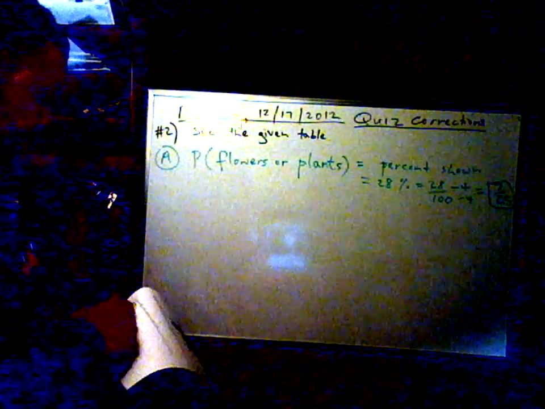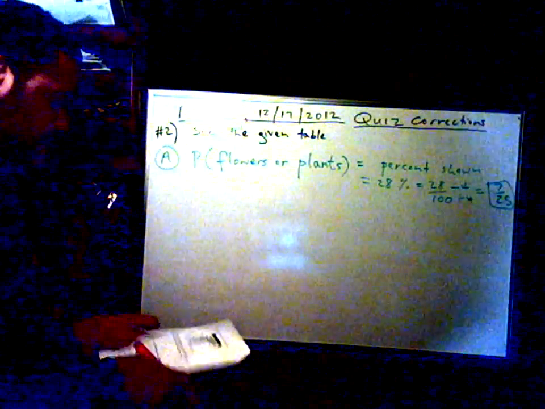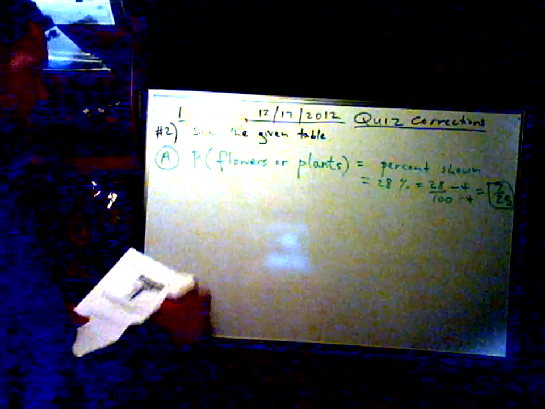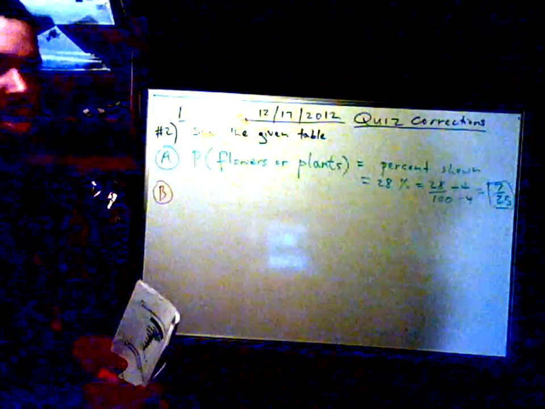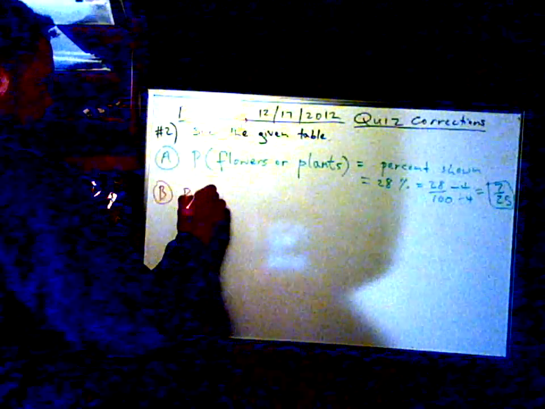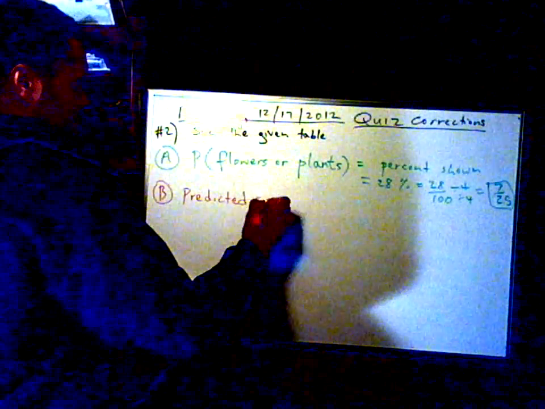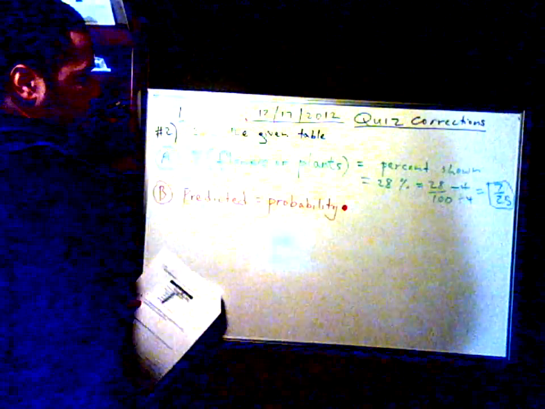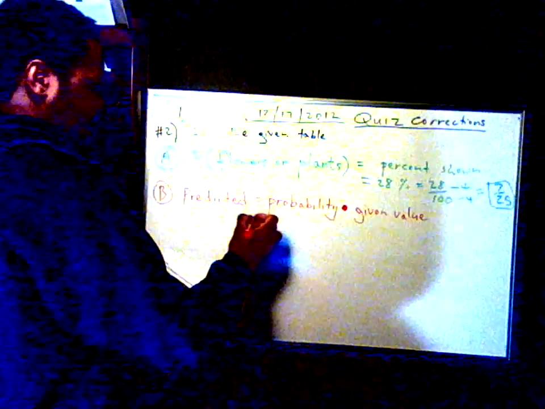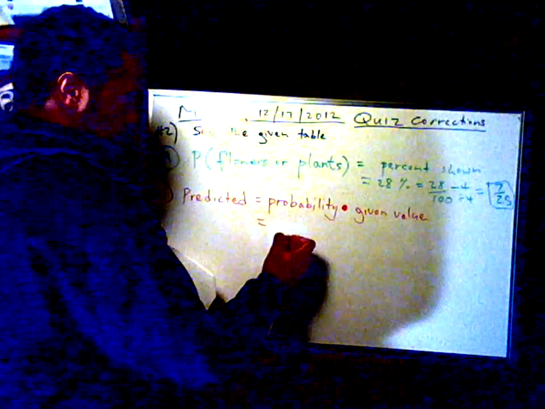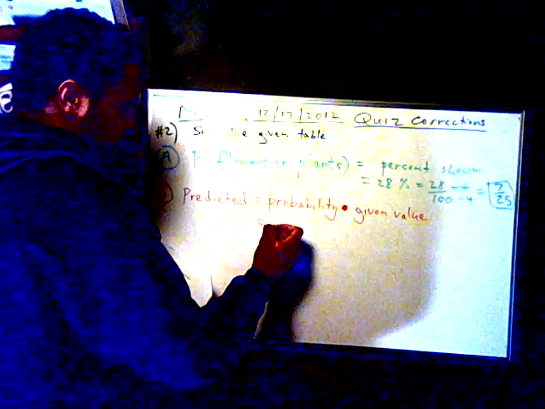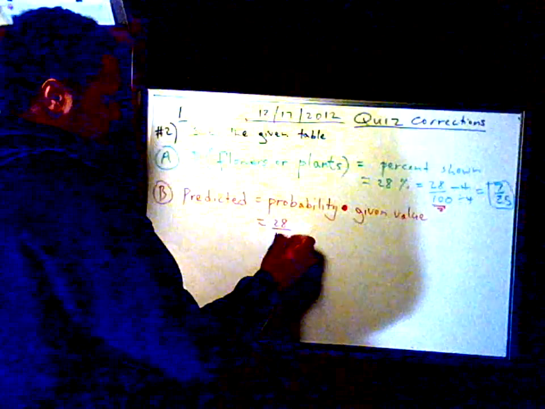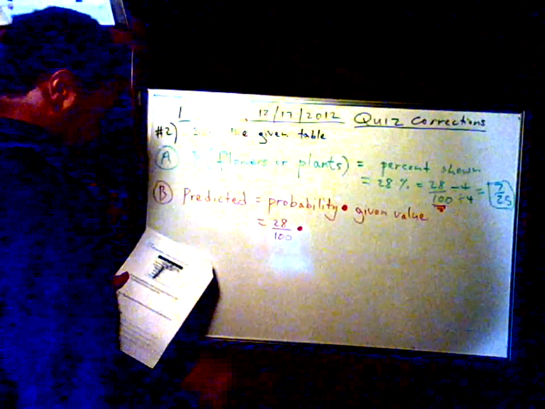Now for part B, they ask us, suppose 400 mothers receive gifts. Predict how many will receive flower or plant. So we're going to use our value in part A, the probability that we have. Again, we know that the predicted value is going to be equal to the probability multiplied by the given value, okay? In this case, we know the probability. I'm going to use 28 out of 100 since it's easier. So I'm going to say 28 over 100 times 400, okay?